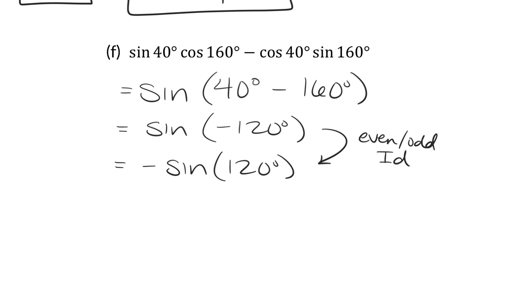Well, 120 is an angle that's on your unit circle. What is the sine of 120 degrees? And then since we're doing the negative, this ends up being negative square root 3 over 2, because it's the negative sine of that. Very good.